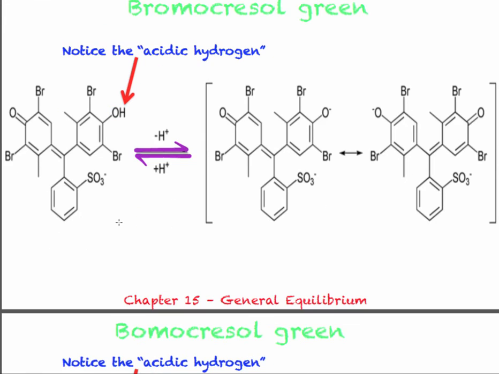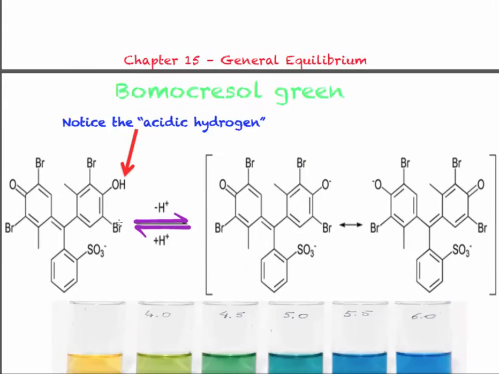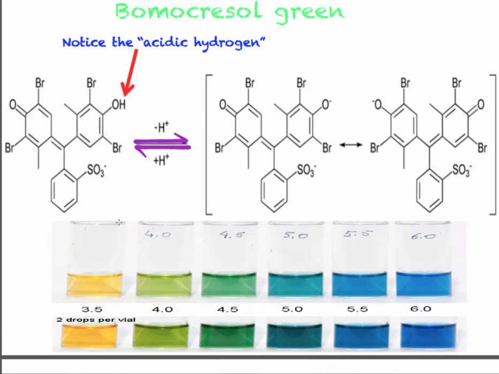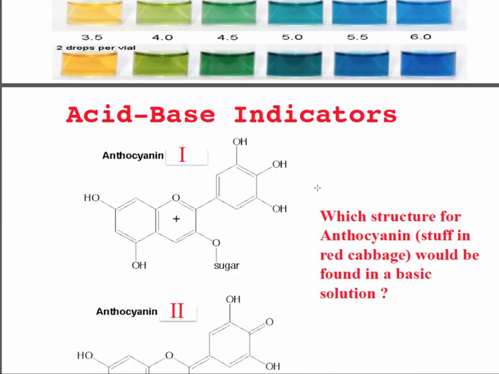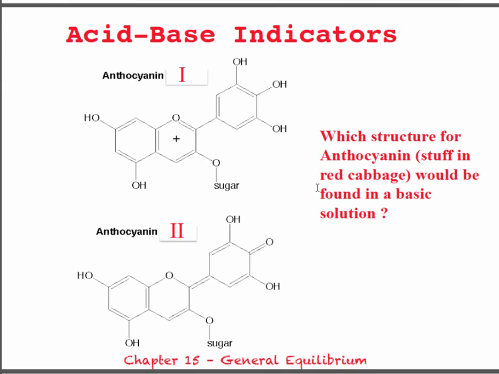So, down here I copied some colors. The bromocresol green is mostly yellowish greenish in a low pH, and this structure looks more bluish in a higher pH, closer to neutral. Here's a good question. If you feel like pausing the video, you could answer it. Which of these structures, Roman numeral 1 or 2, would be more prevalent in a basic solution?